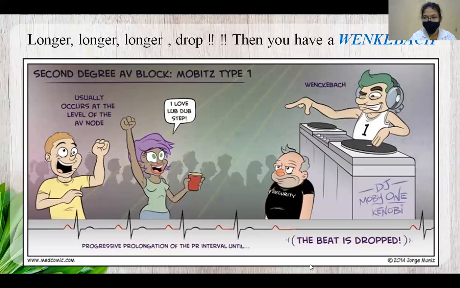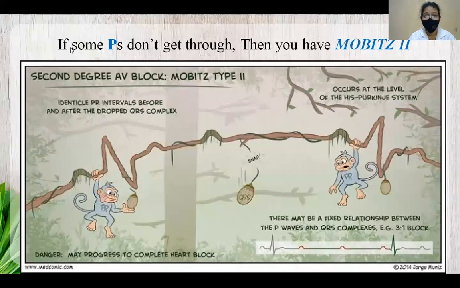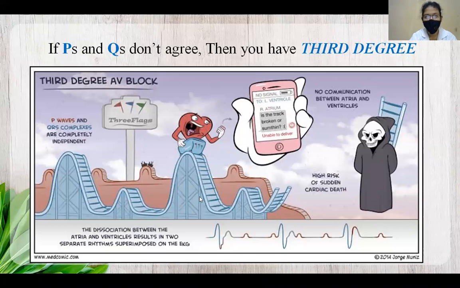Look here. Okay. Then when some P's don't get through, you have Mobitz II. It means there will be a drop in QRS. It means some P waves are not able to generate the QRS complexes. So here the PR intervals are usually identical before each QRS complex. Look here, this beat and this beat, this interval is the same. Now look here, after this P, there is a drop in the QRS complex.